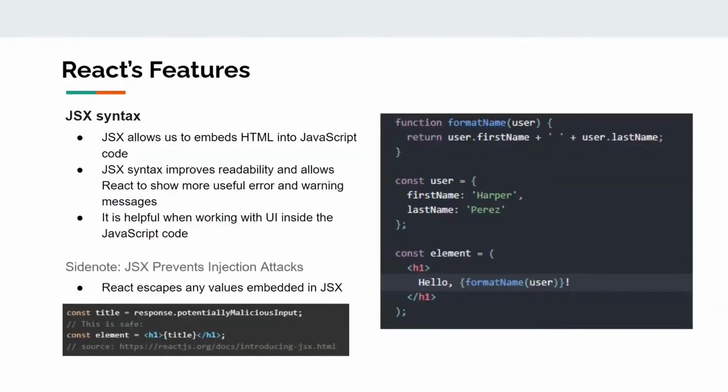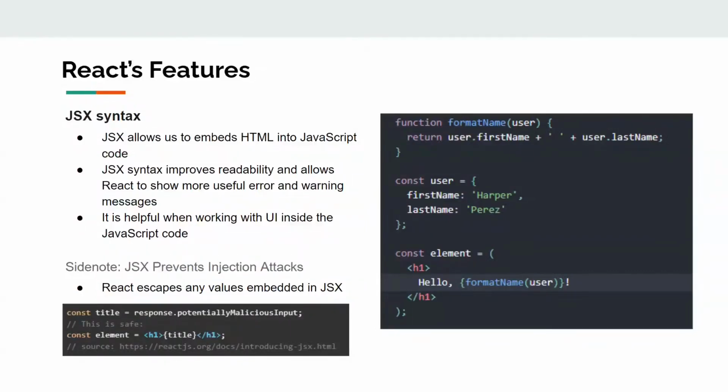The next feature I want to talk about is JSX syntax. JSX allows us to embed HTML code into JavaScript code. In the example on the right, we embed the result of calling JavaScript function formatName into H1 element. As we can see, JSX improves readability, and if anything goes wrong in the code, we'll get more useful and meaningful error and warning messages. Moreover, it's helpful when working with the UI inside the JavaScript code.